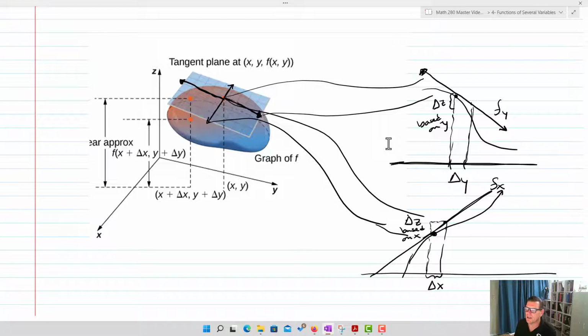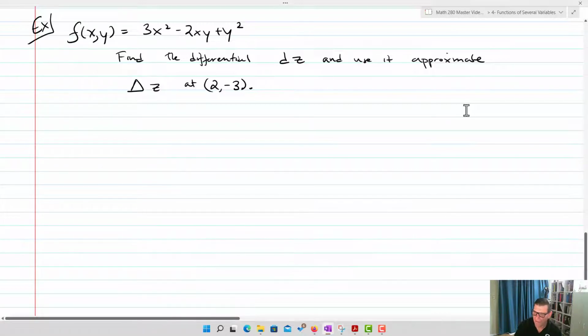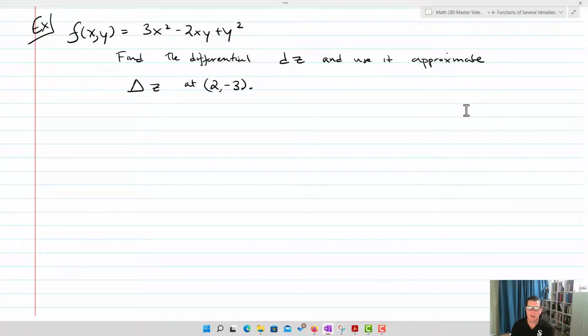Basically, I've got a function of several variables. Each one of those variables represents a piece of my derivative. So if I'm estimating my derivative, I've got to add up all of those pieces. All right, so let's find our differential. Let's look at an example. Say we have f of xy equals 3x squared minus 2xy plus y squared. We want to find the differential dz, and use it to approximate delta z at 2, negative 3.